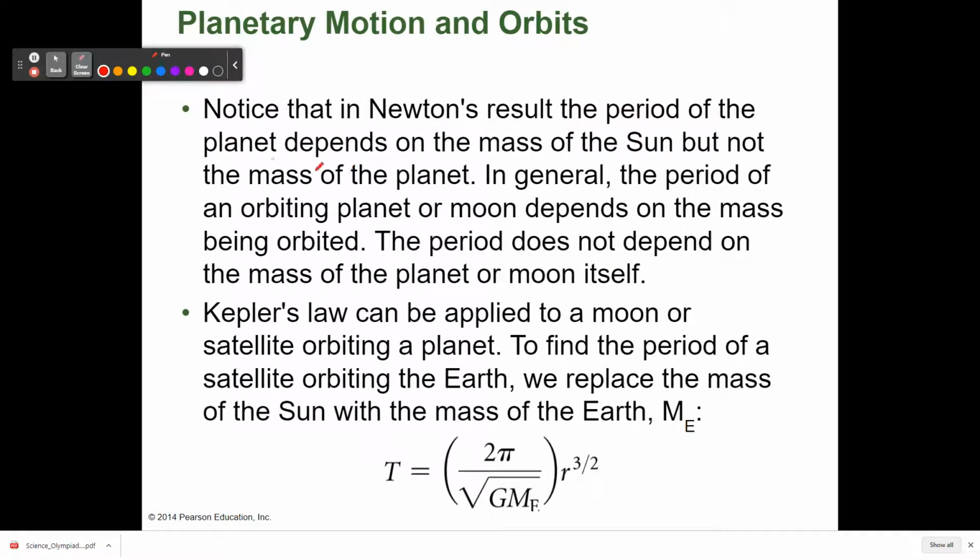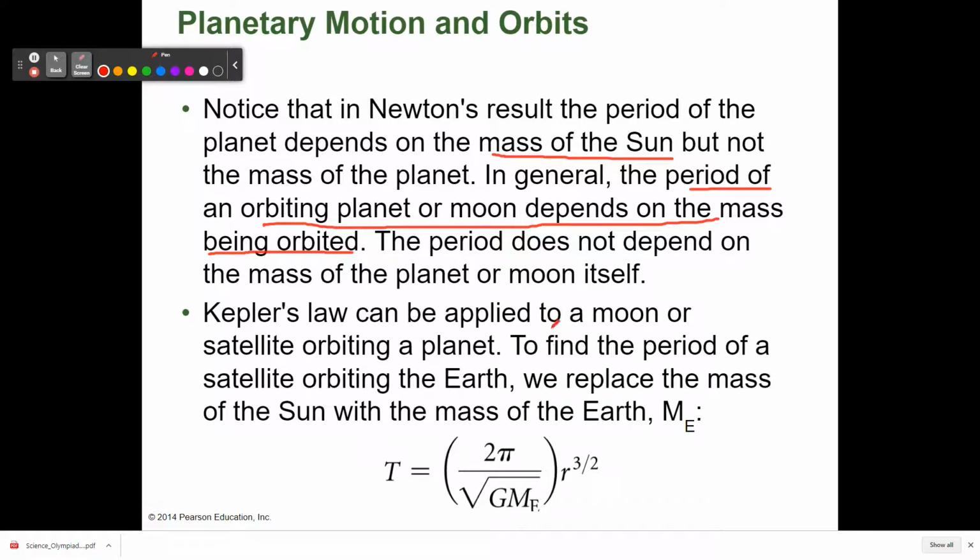Newton's results: the period of the planet depends on the mass of the sun, not the mass of the planet. So in general, the period of an orbiting planet or moon depends on the mass of the body being orbited. It doesn't depend on its own mass, it depends on what it's orbiting. So that's why the period of a planet depends on the mass of the sun.